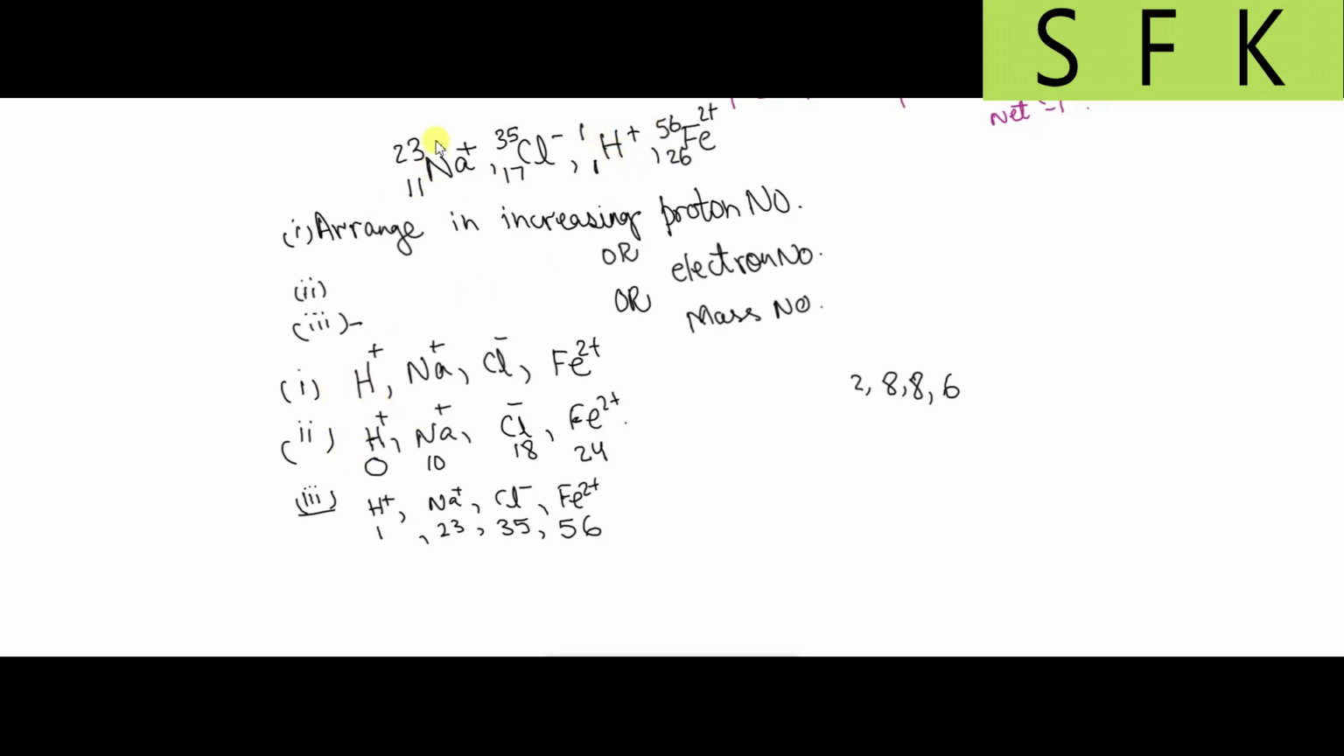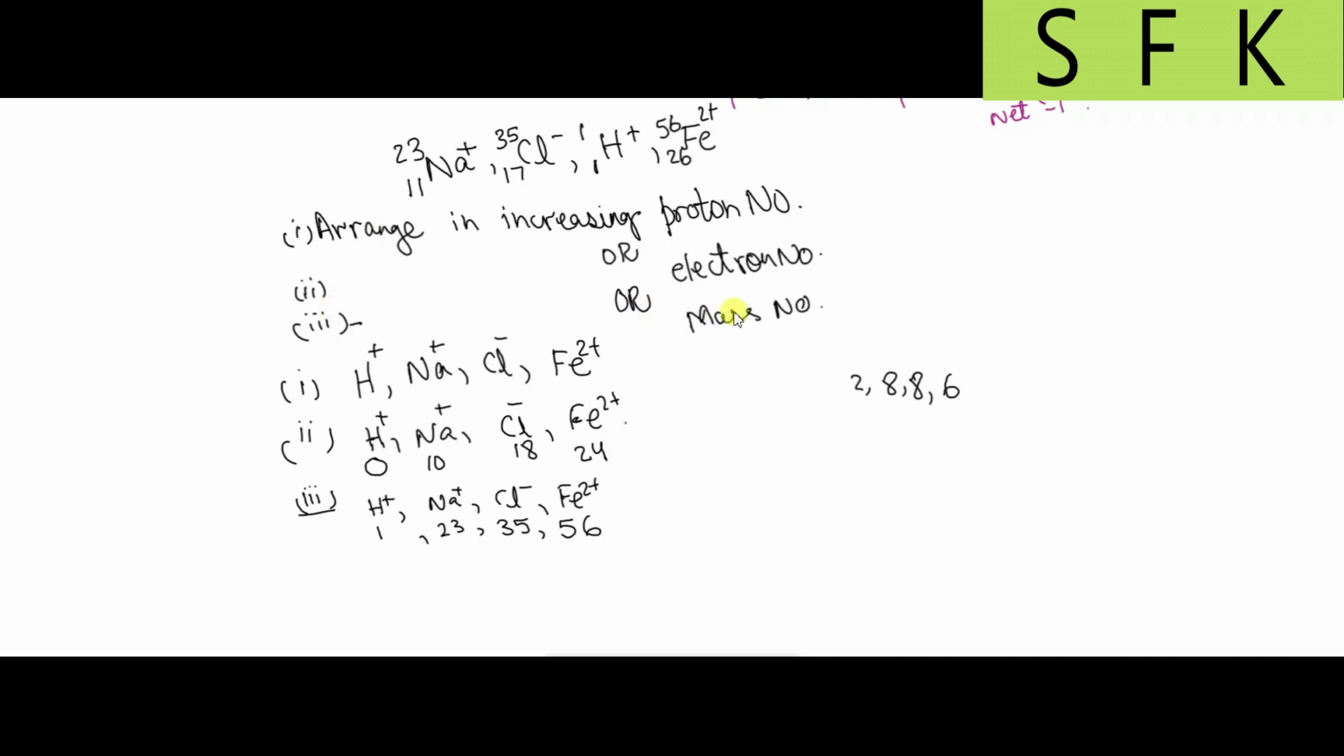Then sodium positive has 10 electrons, because 11 electrons initially plus 1 charge means minus 1, so 10 electrons. So sodium comes second. Chloride, a negative 1 charge, means a gain in electrons, so 17 plus 1 becomes 18 for the chloride ion. And iron 2 plus means a loss of electrons, so 26 minus 2 becomes 24.